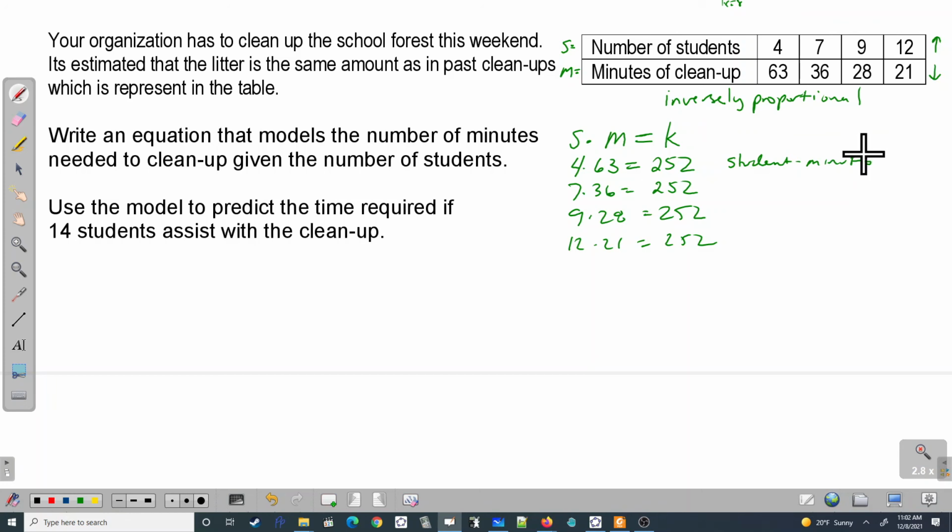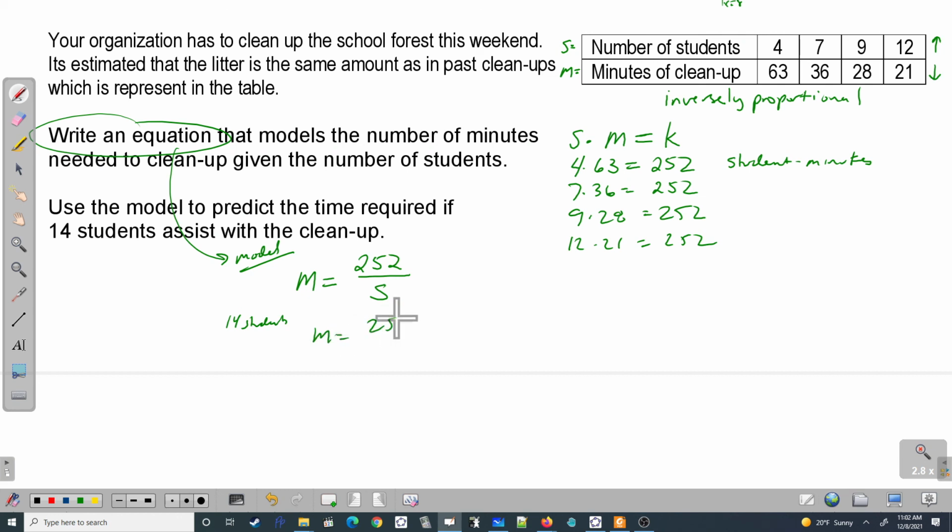So if I was asking you to make an equation or prediction, where I tell you the number of students, I think it's pretty safe to say that the number of minutes is going to be based on taking 252 and dividing it by the number of students. So there's the model. Ta-da! Now, if you want to actually apply it, that would be the equation. If you want to apply it for 14 students, I would just take 252 and divide it by 14, and it seems that you could have the whole job done in 18 minutes.